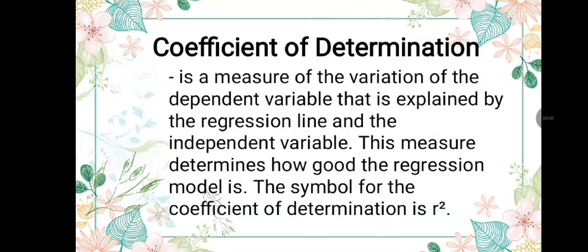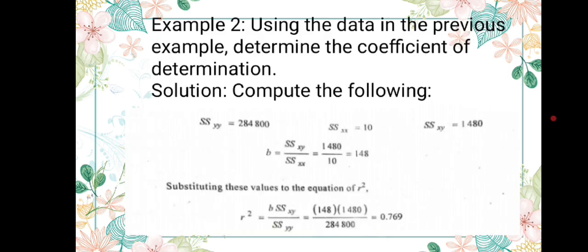And the last is the coefficient of determination. It is a measure of the variation of the dependent variable that is explained by the regression line and the independent variable. This measure determines how good the regression model is. The symbol for the coefficient of determination is r squared. Here is the formula. In this example, using the data in the previous example, the value of the coefficient of determination will be 0.769.